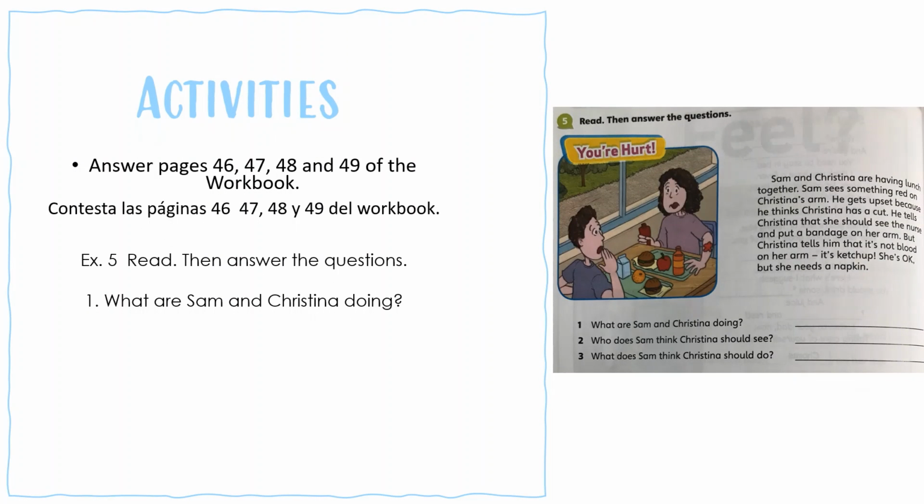Now we're going to start with page 48 of the workbook. Number 5. Read, then answer the questions. You have to read the story and then answer the questions. For example, number 1. What are Sam and Christina doing? After you read the story, you are going to answer, they are having lunch together. Now it's your turn. Please read the story and then finish the exercise.